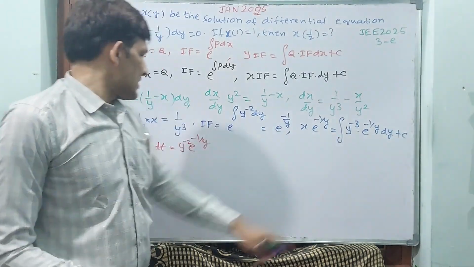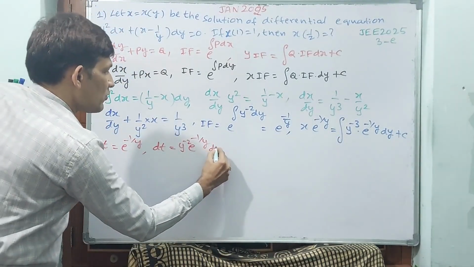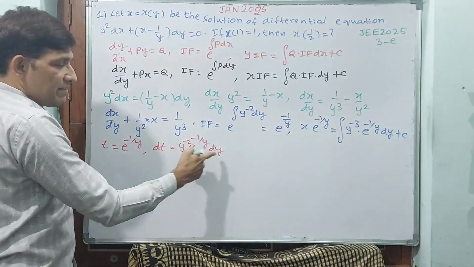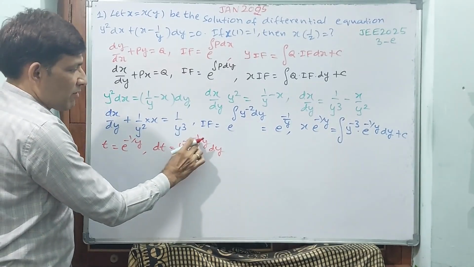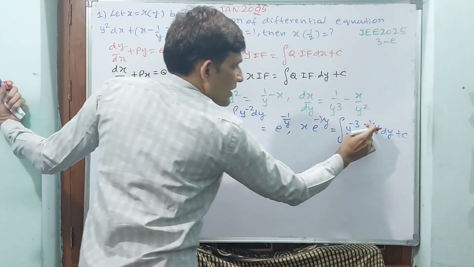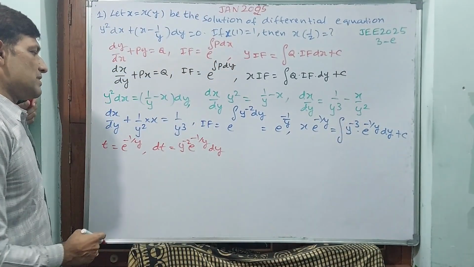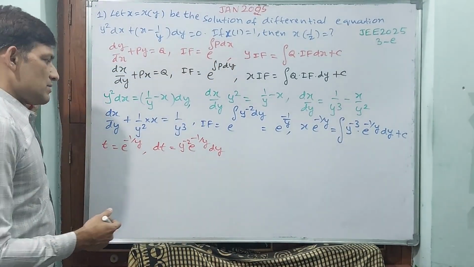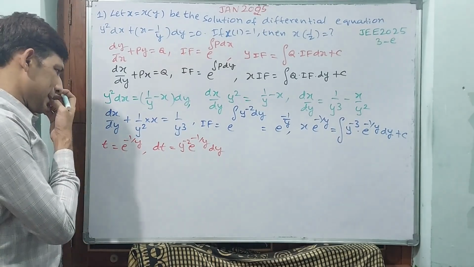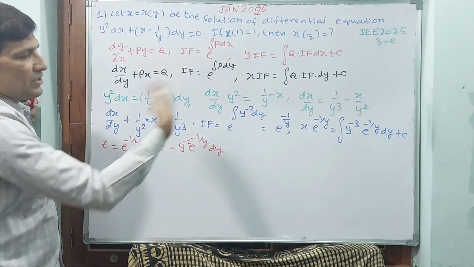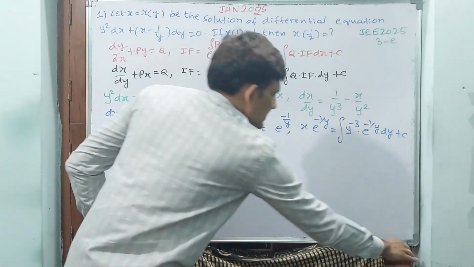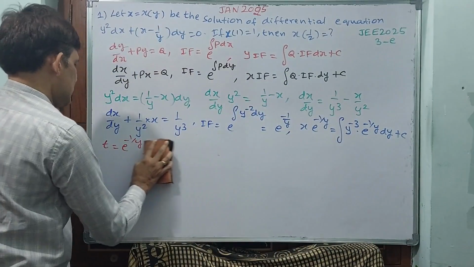Okay? Here what is there? Dy also will come, don't forget. Dy we are sending this side. See, e power minus 1 by y dy is there. But here y power minus 3 is there. Here y power minus 2 is there. One more y you want. Shall I try minus 1 by y as t? Okay, let me try.